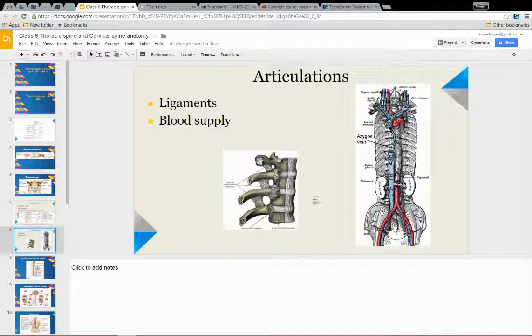We have the same ligaments we had in the lumbar spine, but we add ligaments that run between the ribs and ligaments that hold the rib heads onto the bodies of the vertebrae. And obviously we have the circulatory system that runs through the interior of the body that is going to supply the thoracic cavity quite heavily.